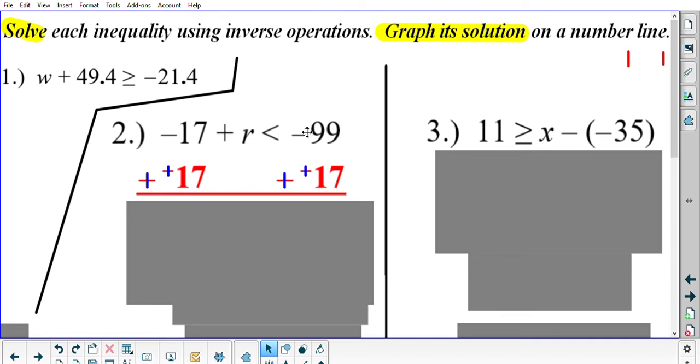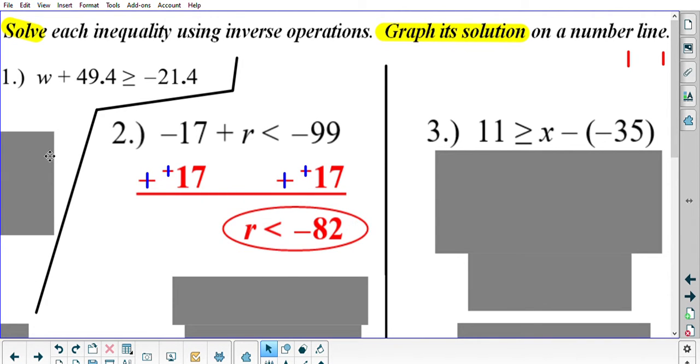All right, on the right-hand side, you're going to get -97 plus 17. You're going to subtract in your head. That's going to give you -82. So this should have been your solution. R is less than -82. Make sure you have a less than symbol here and not accidentally putting an equal sign. I know, old habits. We spent so many weeks solving equations. You're probably very used to putting an equal sign there. So let's be very careful about that.